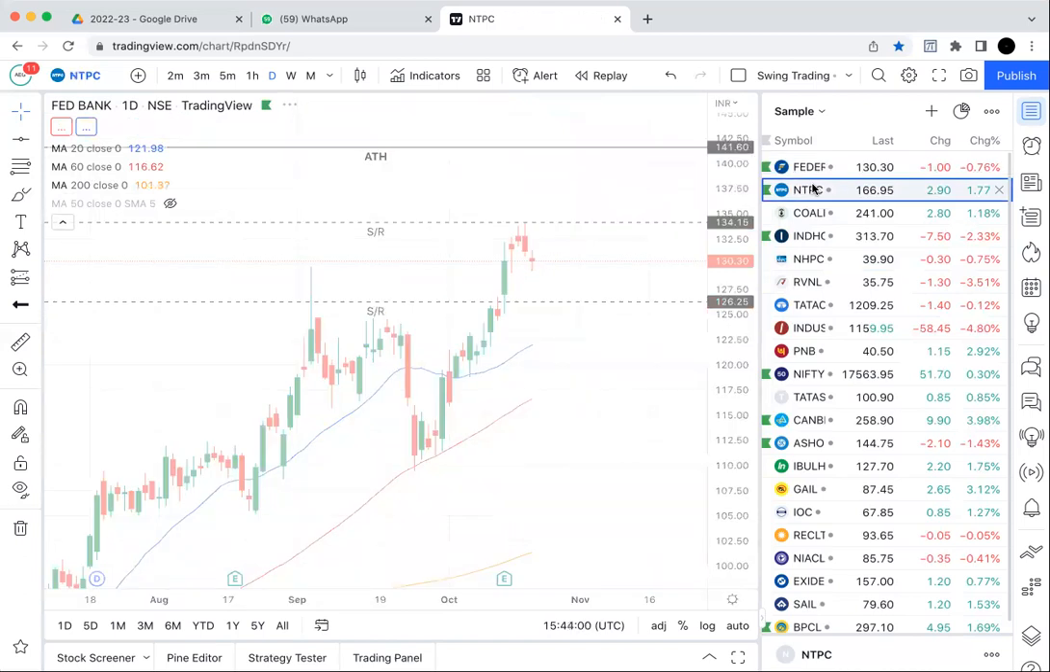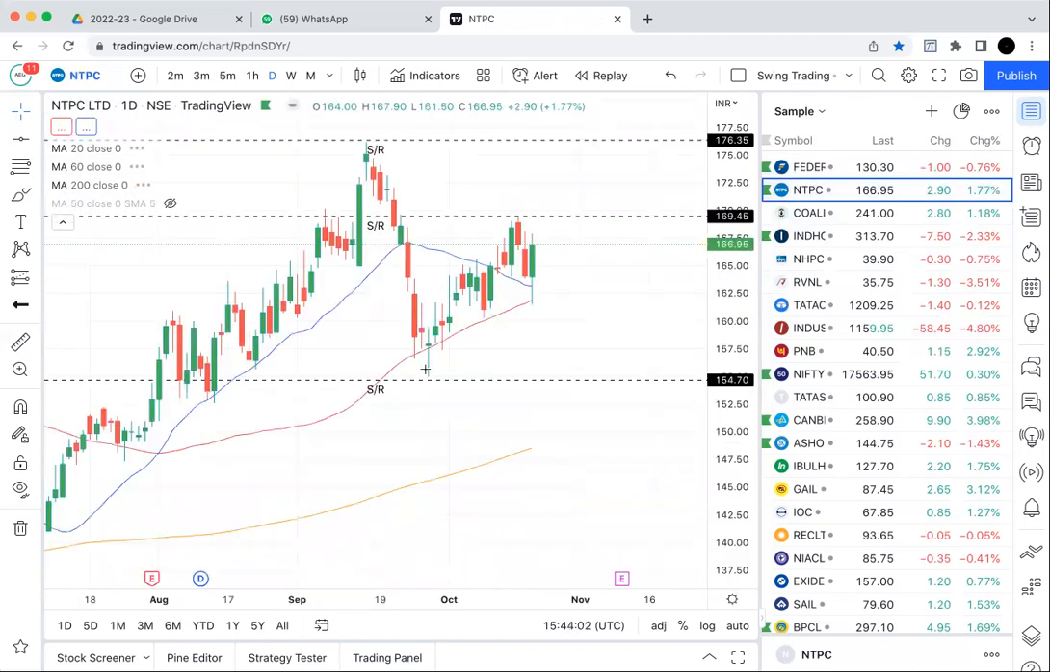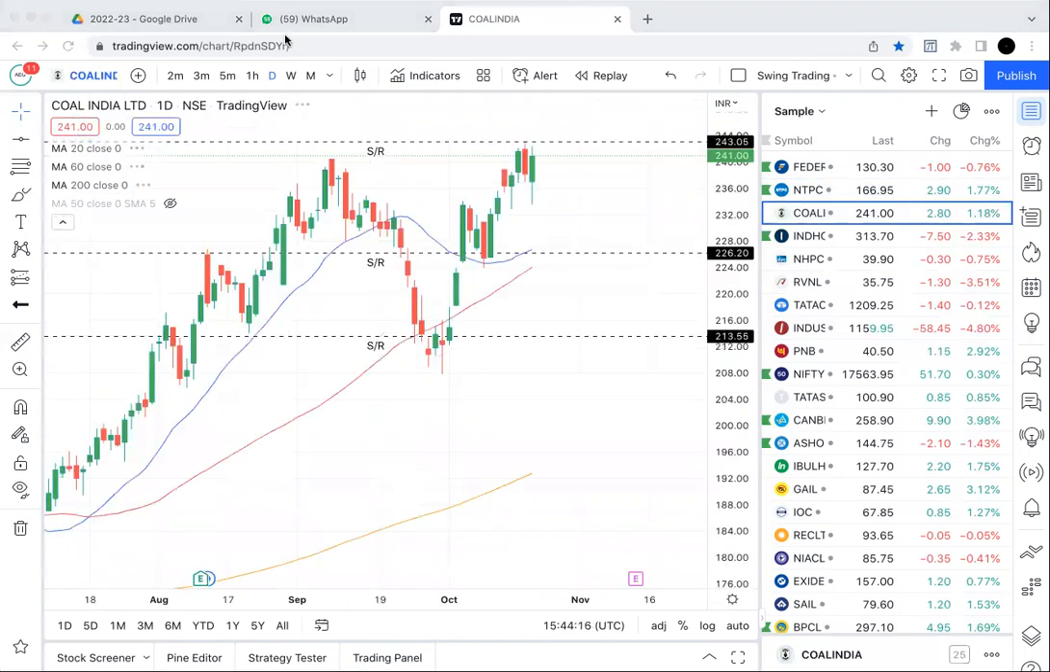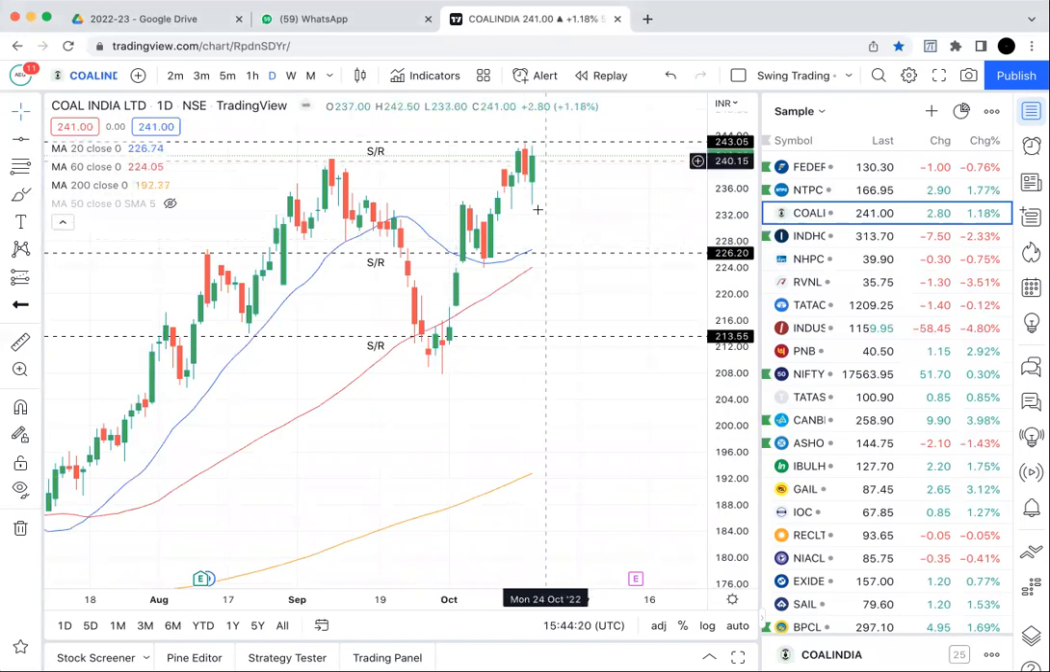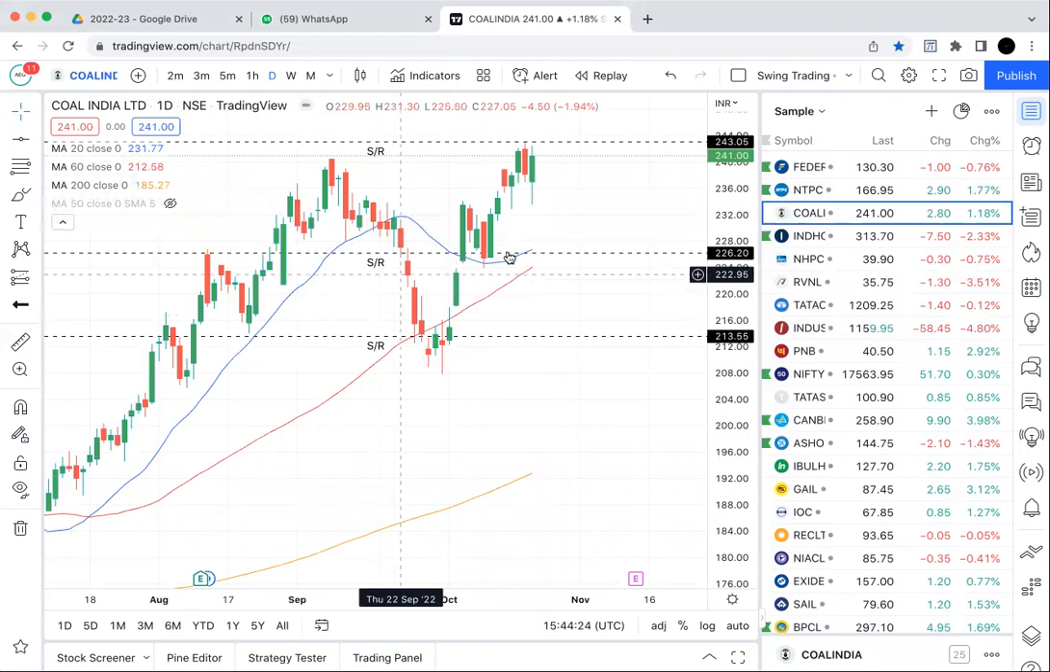Look at NTPC, same thing there. See, this is the swing, high and low, up and down. So I'm going to wait until this resistance is broken before I enter into a trade right there. Next, Coal India. Look at that, up and down swing like this right there. See that? And it might even be a bigger swing.